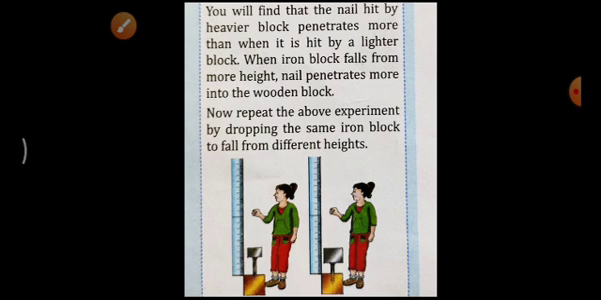Now repeat the above experiment by dropping the same iron block from different heights. First we have taken 1 meter as the height, then second we can take 2 meters, then the third experiment 3 meters, then 4 meters, like that. If we do this, what will we observe? In each case, when we increase the height, the iron nail penetrates more into the wooden block.